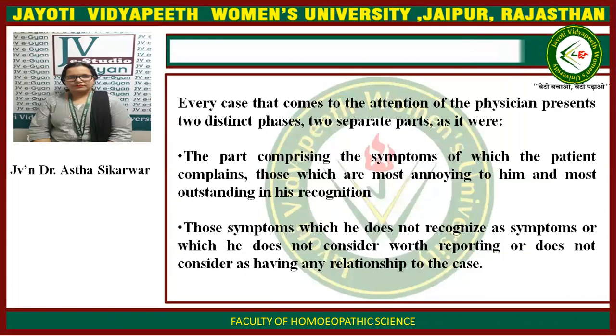Today's topic is from Roberts' philosophy: the chief complaint and the auxiliary symptoms in their relation to the case. Every case that comes to the attention of the physician presents two distinct phases, two separate parts, as it were. First, the part comprising the symptoms of which the patient complains, those which are most annoying to him and most outstanding in his recognition. Second, those symptoms which he does not recognize as symptoms, or which he does not consider worth reporting, or does not consider as having any relation to the case, which we call concomitant symptoms.